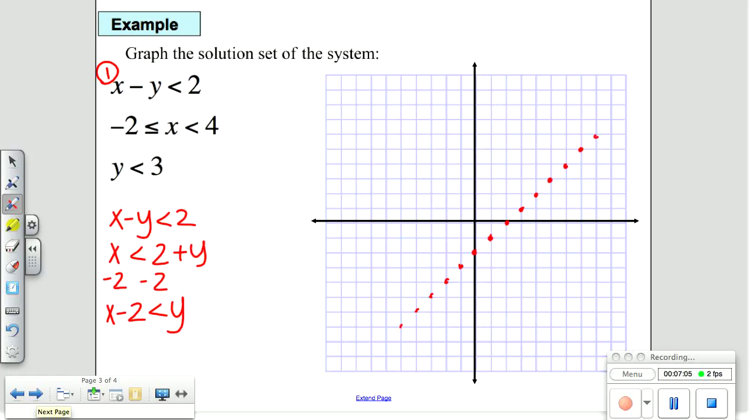And we get a dashed line in there. And when we test (0, 0), we get negative 2 is less than 0. And that's a true answer. So the red one is going to be shaded above.